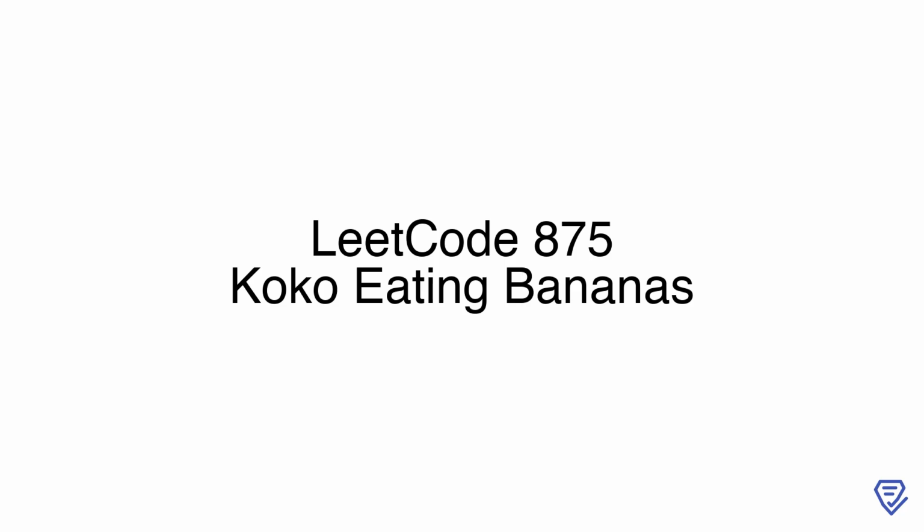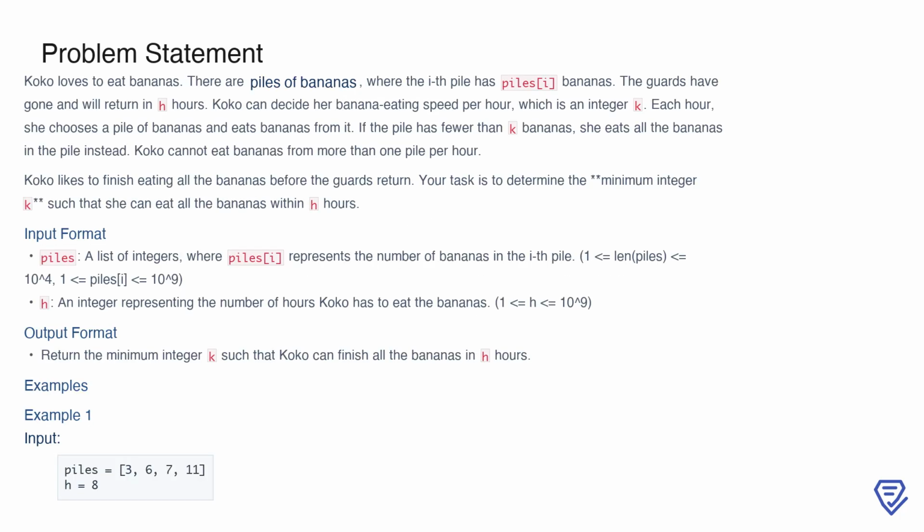Let's get started. Koko loves eating bananas, and the problem revolves around her trying to finish all the bananas in a given set of piles. Each pile has a specific number of bananas, represented by the array piles, where the ith element corresponds to the number of bananas in the ith pile. She has h hours before the guards return and can set her eating speed, k, which is the number of bananas she eats per hour.